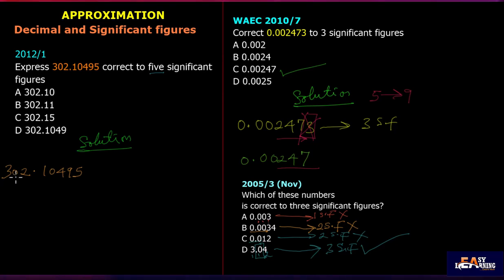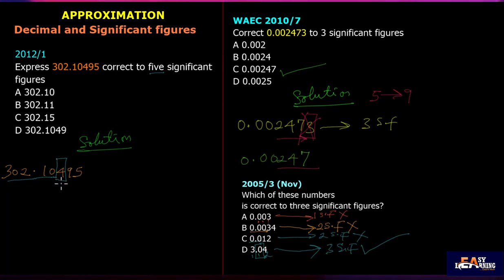Already, how many significant figures are in this number? That is 1, 2, 3, 4, 5, 6, 7, 8. There are 8 in total. So we need 5. Since we need 5, stopping at this 0 should be the 5th one. So let's consider this 4 after the fifth one.